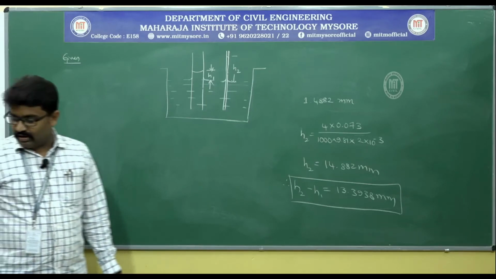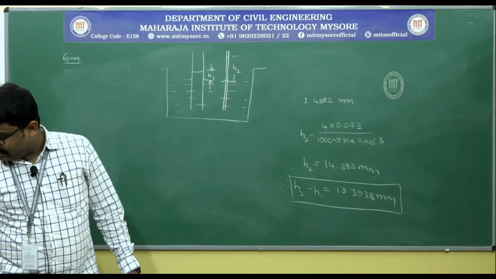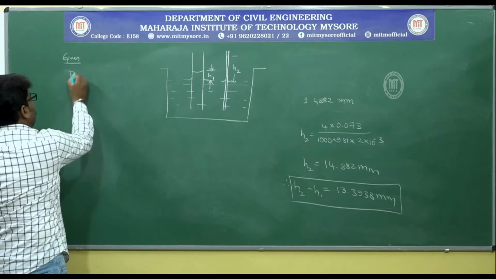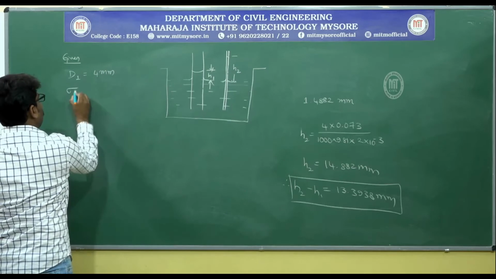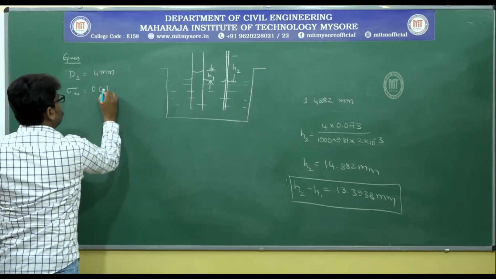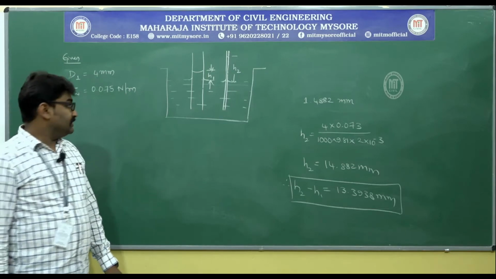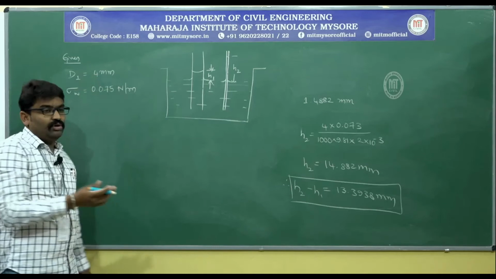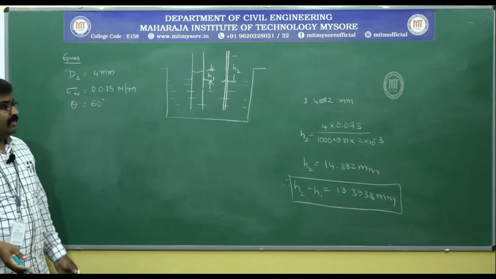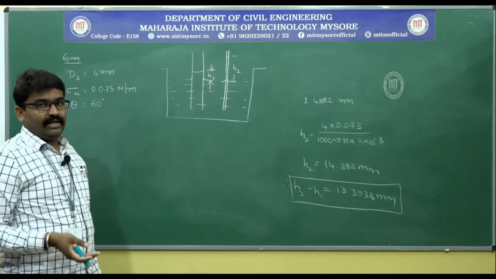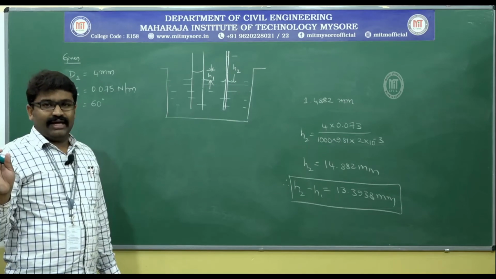Now, I have the question of a capillary tube dipped into water. What is the diameter of the tube? That is 4 millimeter. Diameter 1 I will take as 4 millimeter, and surface tension of water is given as 0.075 Newton per meter. Also he has mentioned theta is equal to 60 degrees. That means h = 4 sigma cos theta by rho g D. In that you know what is sigma, you know what is diameter, so you can easily calculate what is h.